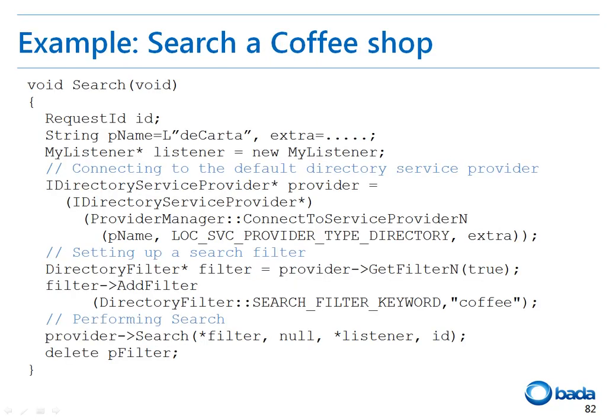In this example, I prepared the server login information to connect to the server. Then, I acquired a directory type provider from the provider manager. Now, I have to set the filter. After I acquired the filter from the provider, I set the keyword for the filter as coffee. Then, the search is performed by using the filter, and we can get the result asynchronously.